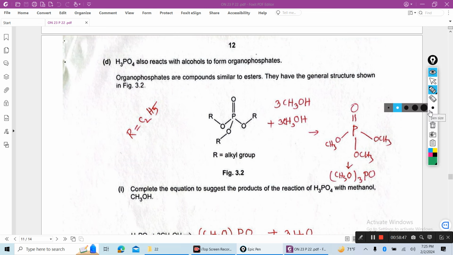So R will be C2H5. Why? Because if R is C2H5, then the carbon number will be 6, 2 plus 2 plus 2, and hydrogen will be 5 times 3, 15, with 4 oxygen and 1 phosphorus. So you will get the molecular formula.